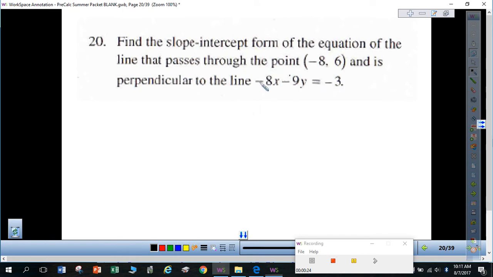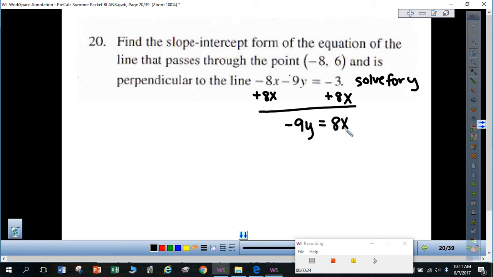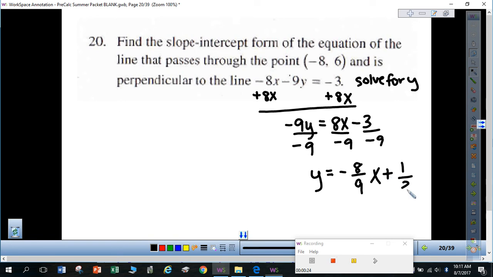So to get the slope of this line, the easiest way to start is to solve for y, getting it into that y equals mx plus b format. So let's go ahead and add 8x to both sides. And then we'll divide everything by -9. So we have y equals -8/9 x. Over here, -3 divided by -9 is going to be positive 3/9, but that simplifies down to 1/3.